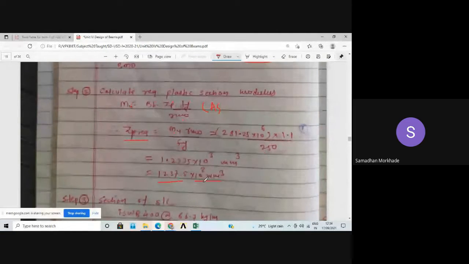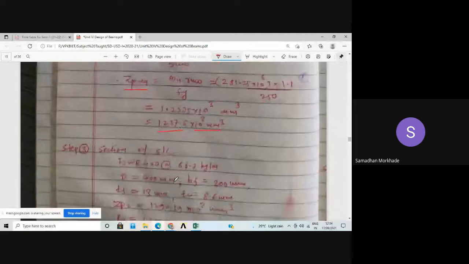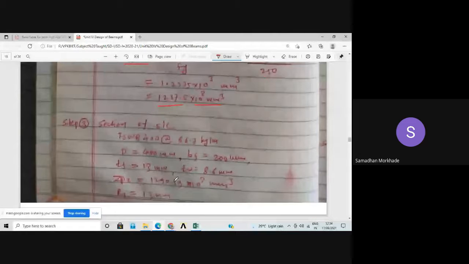Now based on this Zp required, we have to select the I section. We have to select an I section whose Zp is either equal to 1237.5 or more than that. Okay, so now open the IS code copy, go to page number 138. This is step number 3, selection of section.